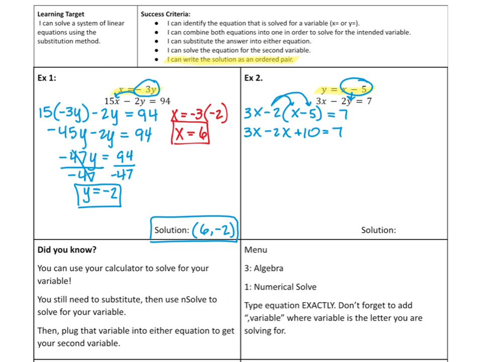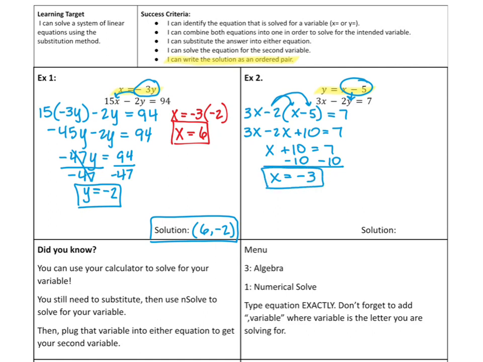I can combine my x's. 3x minus 2x is just 1x. So x plus 10 equals 7. Subtract 10 from both sides to get x by itself. And I get x equals -3.